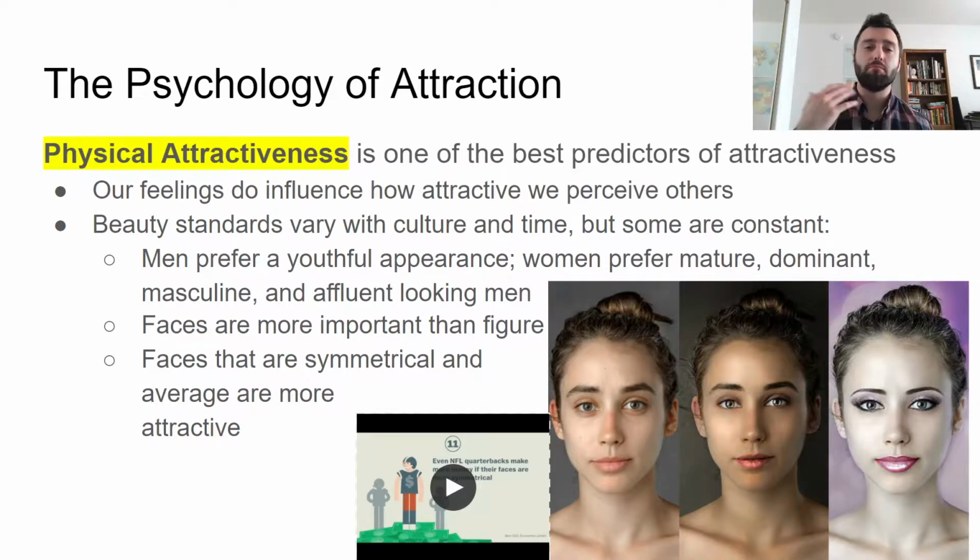So, for example, men tend to prefer a youthful appearance. That's something we see pretty much constantly across the board. Doesn't matter the time period, doesn't matter the culture. Men tend to prefer a youthful appearance. Women, on the other hand, tend to prefer mature, dominant, masculine, and affluent-looking men. So again, we can see those differences. These are already things we talked about earlier when we were talking about the evolutionary perspective, why these could be possibilities. Obviously, there can be social factors as well, but we can think of the evolutionary reasons why this might be the case.